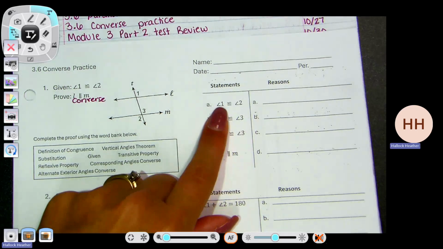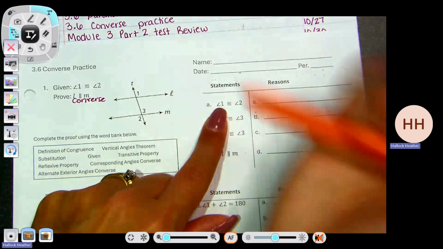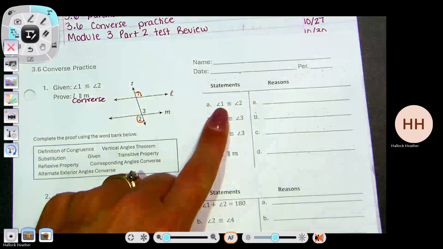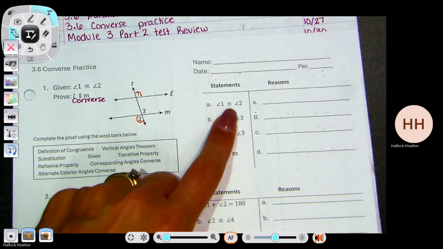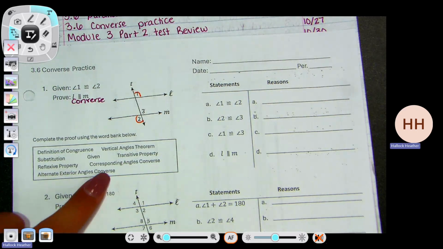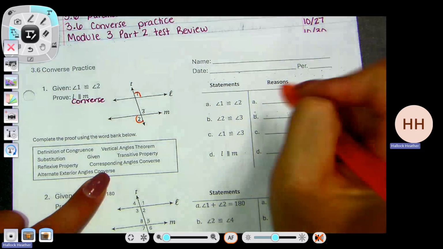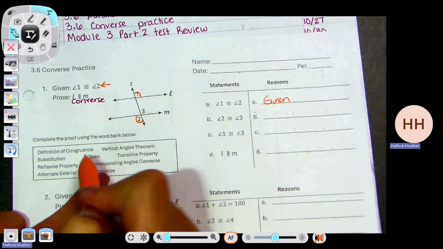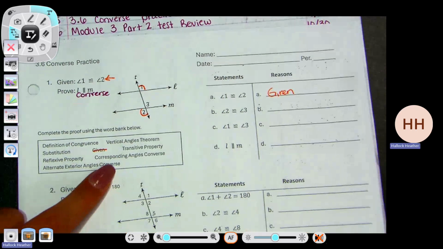So how do I know angle 1 is congruent to angle 2? They're alternate exterior, but is that even an option? Technically, it's not. It says alternate exterior angles converse. So I can't use that. It's given because it's the first step, y'all. Oh my God, it's given. Okay, thanks for somebody remembering something.